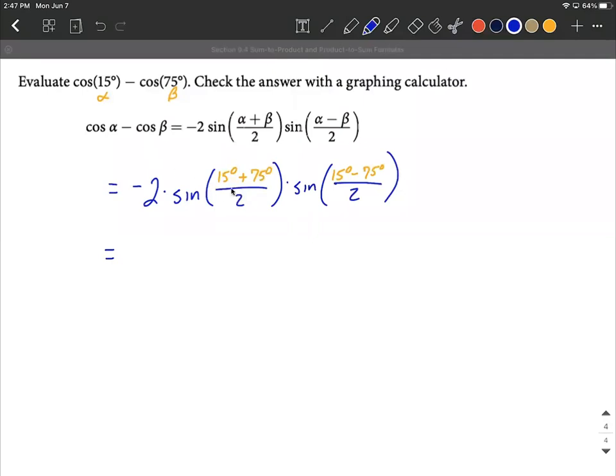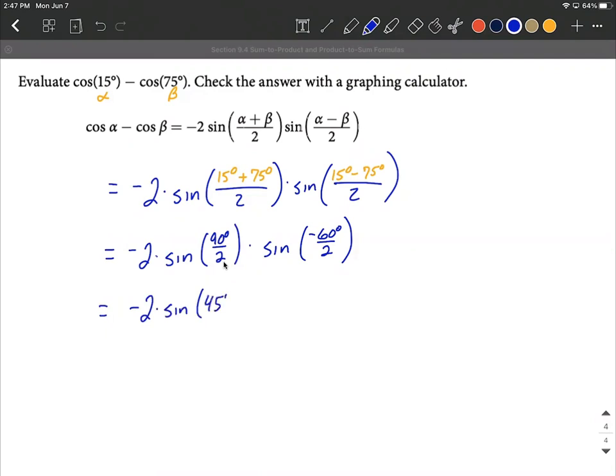Now we can do some reducing down. We can combine 15 degrees plus 75 degrees. So I'm going to bring along that minus 2, our sine, and then work on combining these together. 15 plus 75 is going to give us 90 degrees, still over 2 because we haven't done anything with that yet. And then sine of 15 minus 75 is going to be negative 60 degrees, still over 2. Then we can reduce a little bit further. 90 divided by 2 makes 45 degrees, multiplied by sine of, this will reduce down to negative 30 degrees.